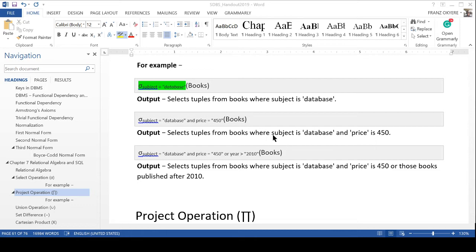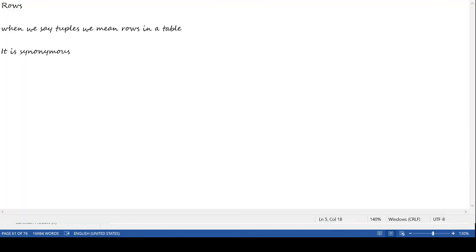Any question on the select operation? Remember, we have about 5 more to go, but once you understand the select operation, I'll just run through the rest. So we are selecting tuples from a relation that meets a certain propositional logic. In other words, that meets a certain criteria. The criteria is what we are calling the propositional logic. Is that okay?